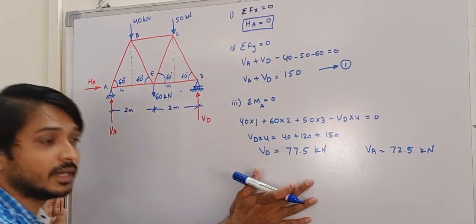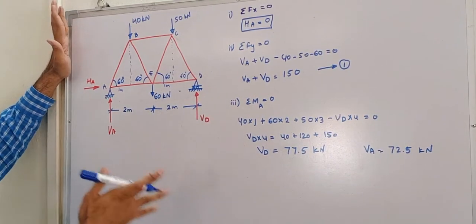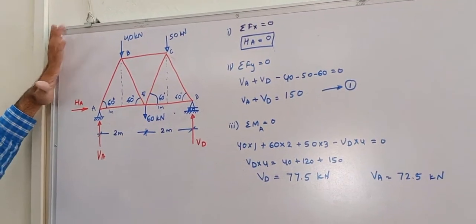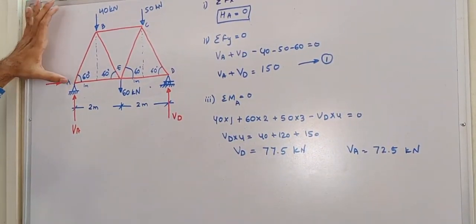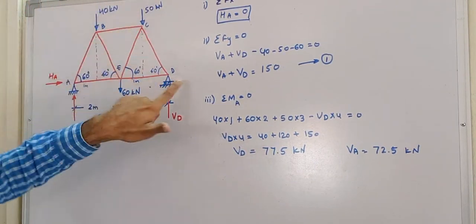You understood this one, right? Next we'll come to this part, which is by the method of joints. We'll select one joint. Which joint should we select? I can take this joint, or this one, or this one, or this joint.